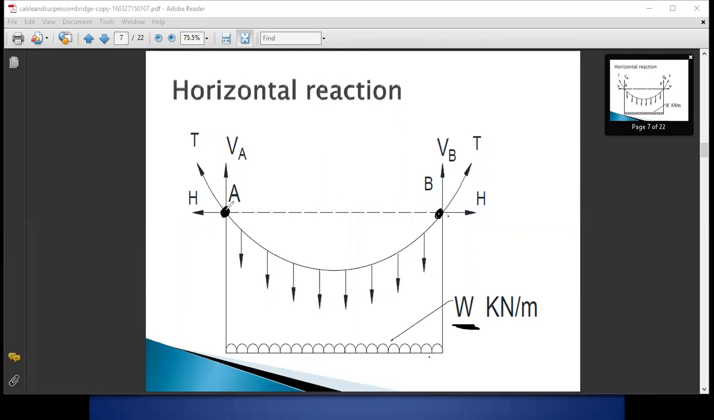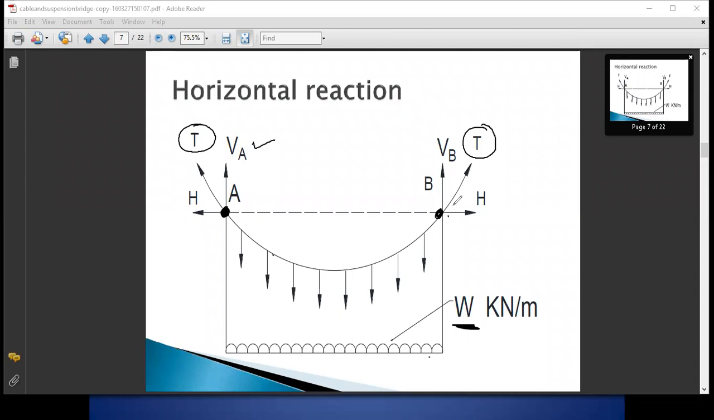At this particular point, this cable is subjected to the tensile force, like this. This is your tension, this is your tension, right? They are subjected to tension. If we resolve this tensile force T, which is inclined, into two components, vertical and horizontal. So W is nothing but the UDL which is on the deck slab, and these are the suspenders, vertical suspenders, which will carry the loads, right?